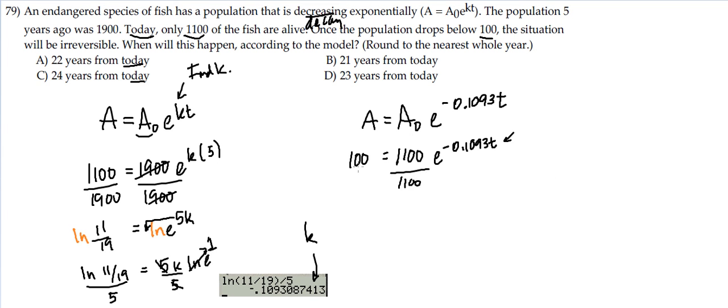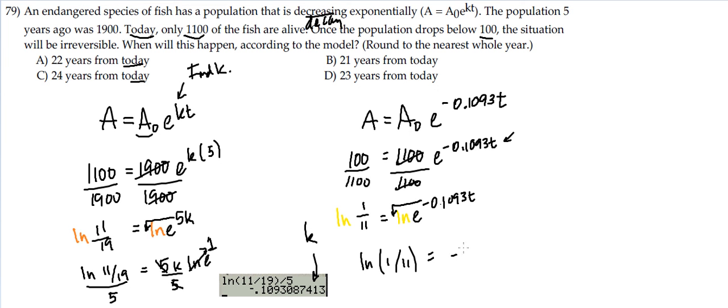So we divide by 1,100 on both sides. So we get 1 over 11 on that side. And now we're going to take the natural log of both sides, and again do the same trick we've been doing for these problems. Natural log of 1/11 is negative 0.1093 t ln e, and ln e is 1. And so we divide by negative 0.1093 on both sides, and that will give us our answer.